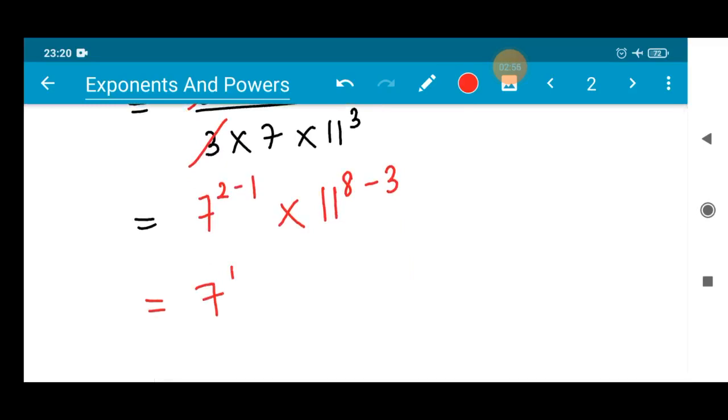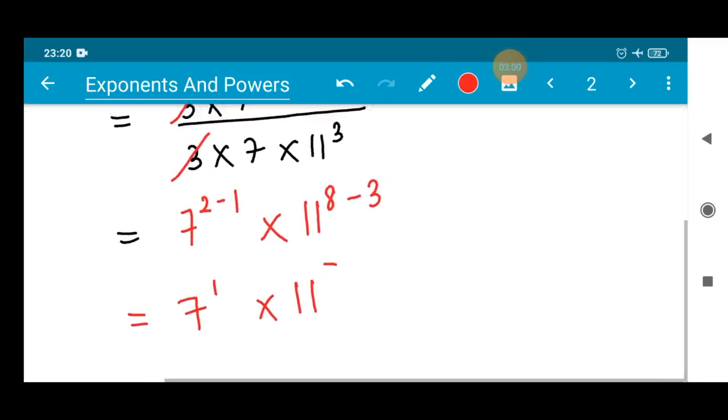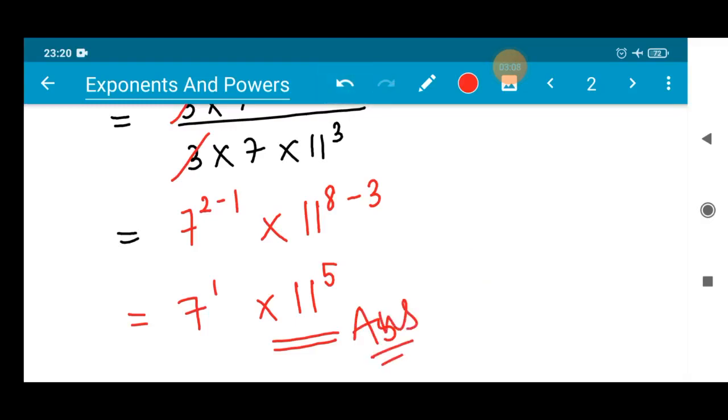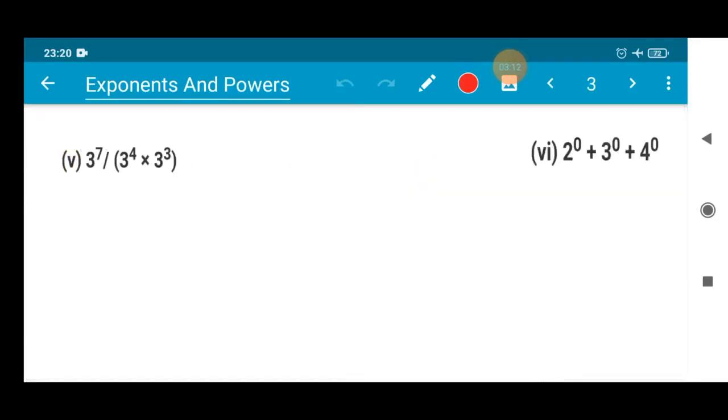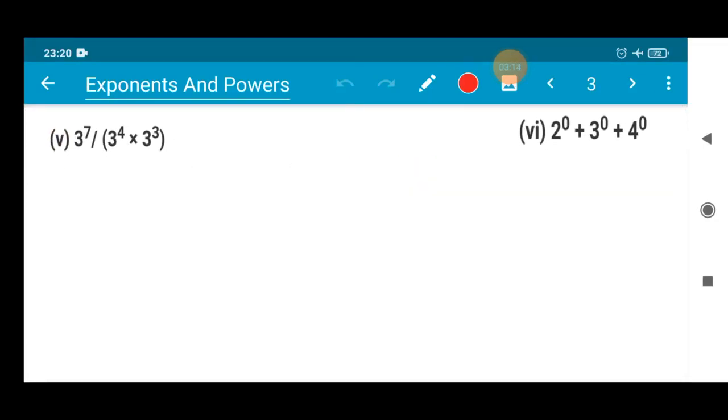So I can write 7 to the power 1 into 11 to the power 8 minus 3 is 5. So the value is 7 to the power 1, you can write 7 only, into 11 to the power 5. That is the value. Okay, so I hope you got it. So let us proceed to the next one, number 5. Number 5 is also very easy.